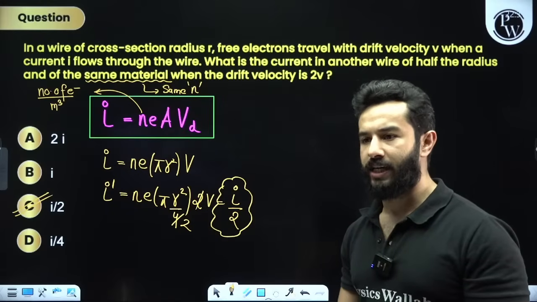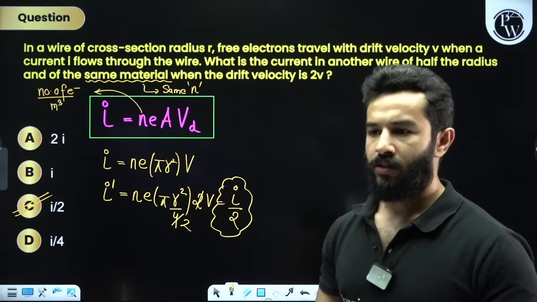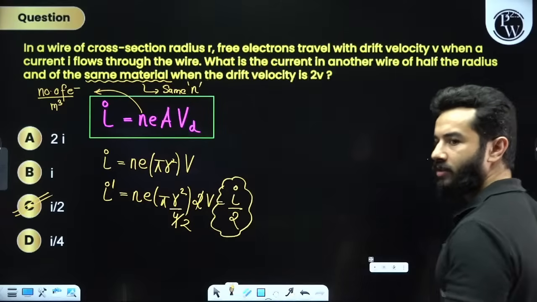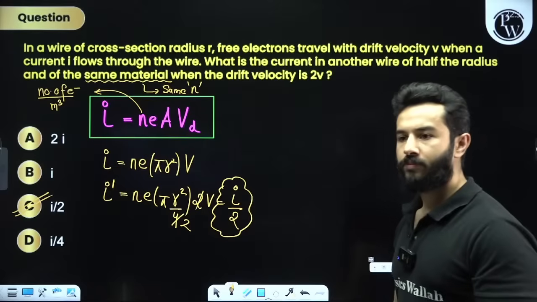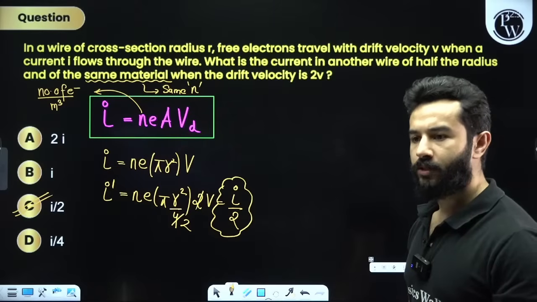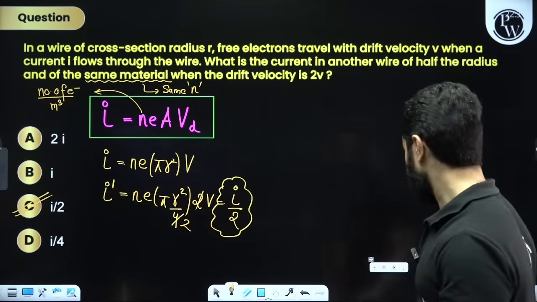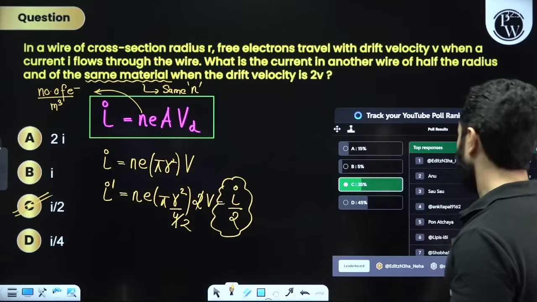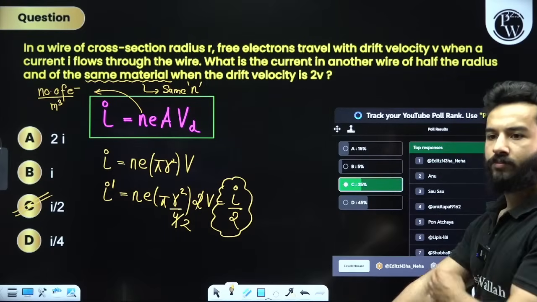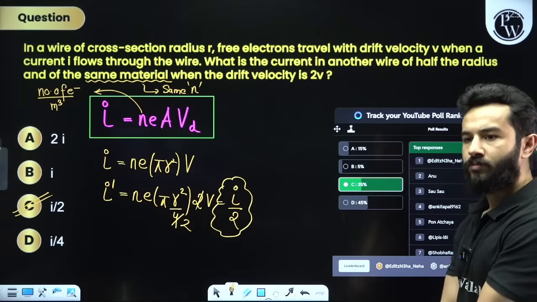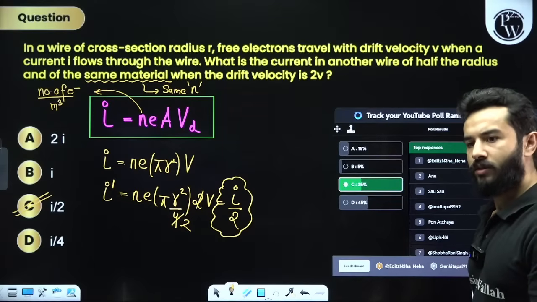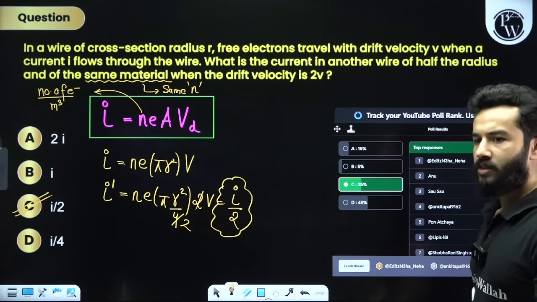Done. C is correct. Mahira, is there a lag? Constantly you are giving wrong answers here. Got it? Please see. Quick. Any doubt? No, D will not be the answer. C is correct.